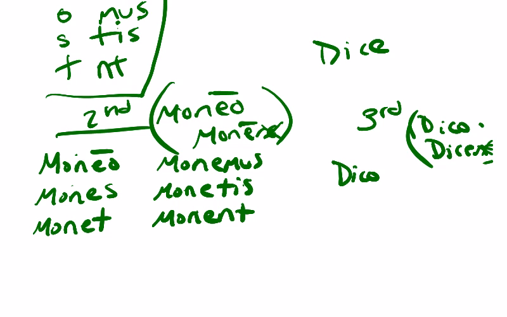I'm doing this wrong, sorry. Dice. Eventually, do you notice when you say it long enough, the E kind of changes to an I? Well, that's what happens for this verb.